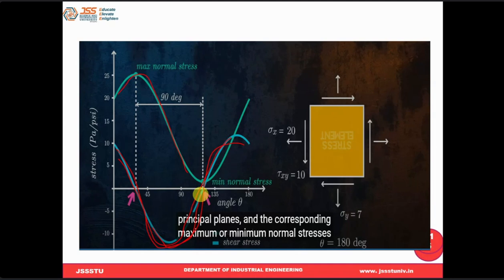Okay, good. That is a good observation. Shear stress will be in the negative region. It goes to positive as well as negative, whereas normal stress is only in the positive region. That's a good observation. Appreciate. Next, come on.